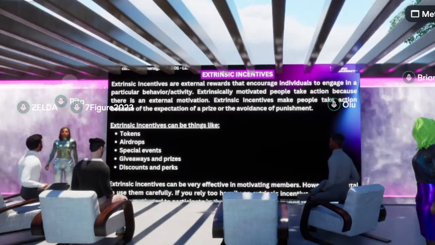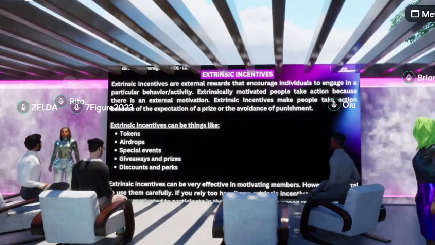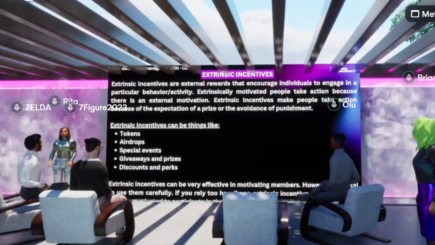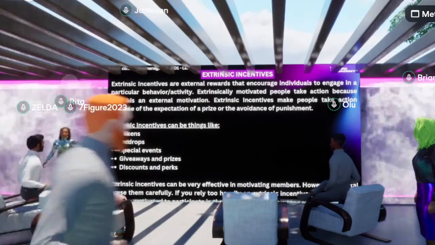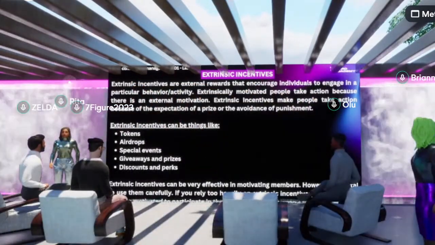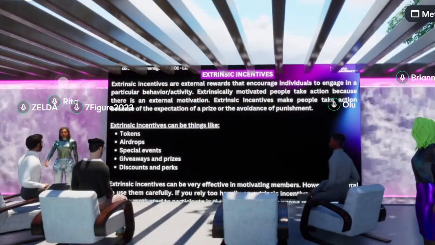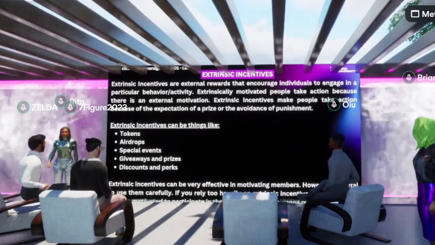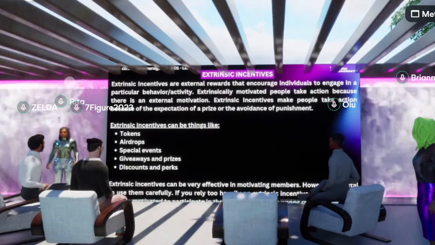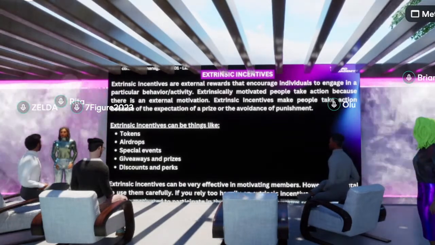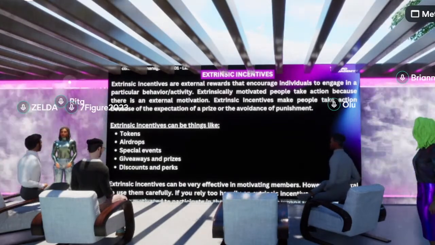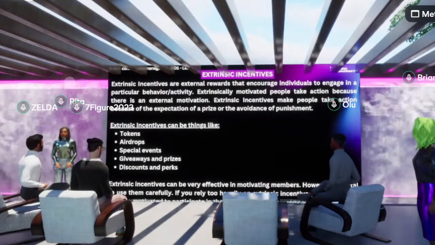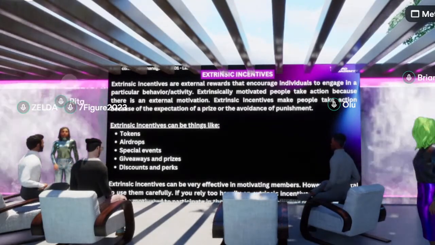Special events, early access to events, meetups, better access, giveaways and prizes, contests, raffles, and other promotions, discounts, perks, right? So these are extrinsic incentives that motivate people to take action.